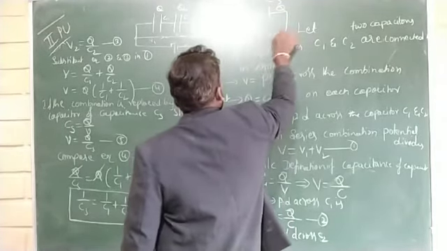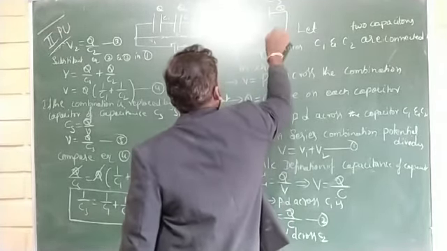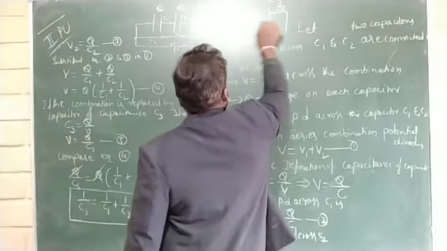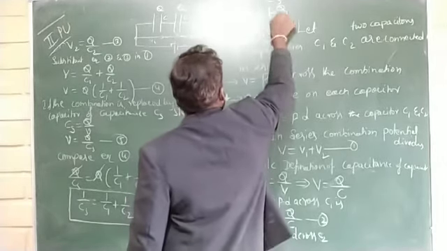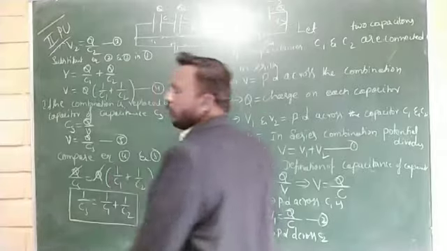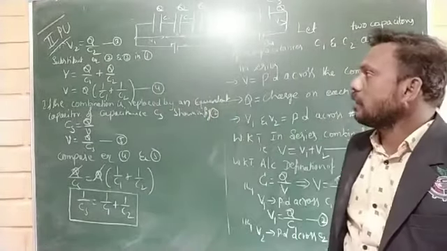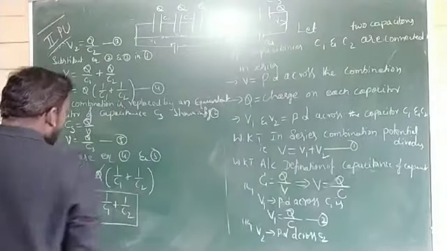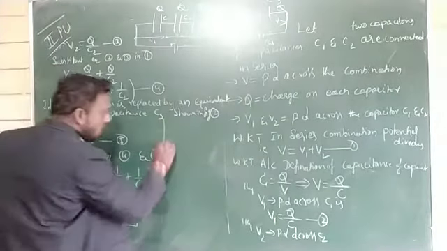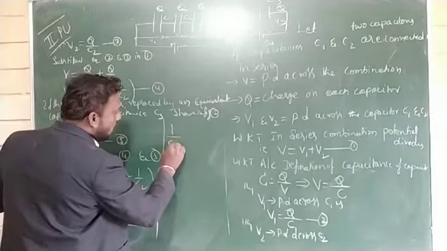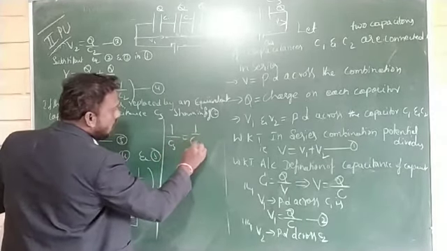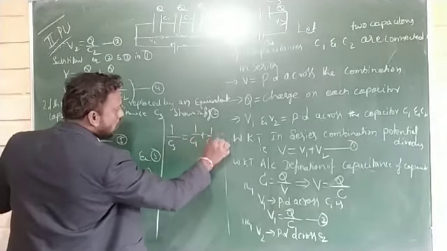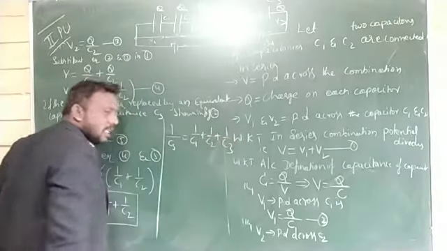and battery potential is V, capacitance is CS. So if they ask, three capacitors are in series. Therefore, if three capacitors are in series, the equivalent capacitance is given by 1 divided by CS is equal to 1 divided by C1 plus 1 divided by C2 plus 1 divided by C3.